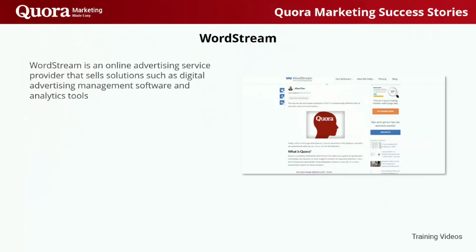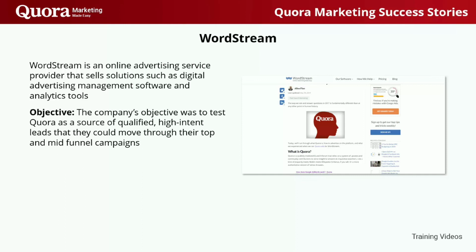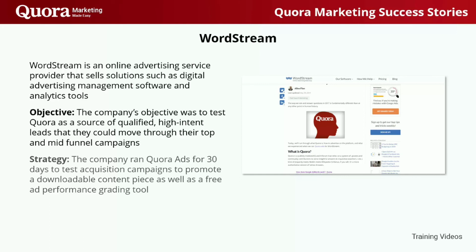WordStream. WordStream is an online advertising service provider that sells solutions such as digital advertising management software and analytics tools. Objective. The company's objective was to test Quora as a source of qualified, high-intent leads that they could move through their top and mid-funnel campaigns. Strategy. The company ran Quora ads for 30 days to test acquisition campaigns to promote a downloadable content piece as well as a free ad performance grading tool.